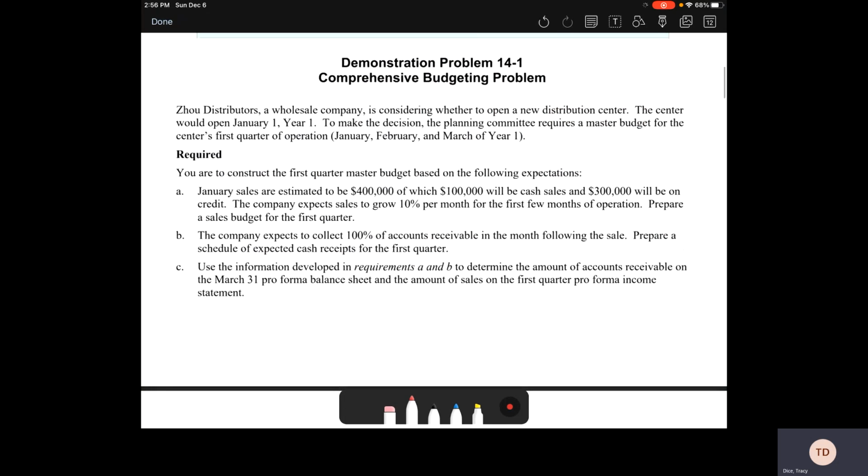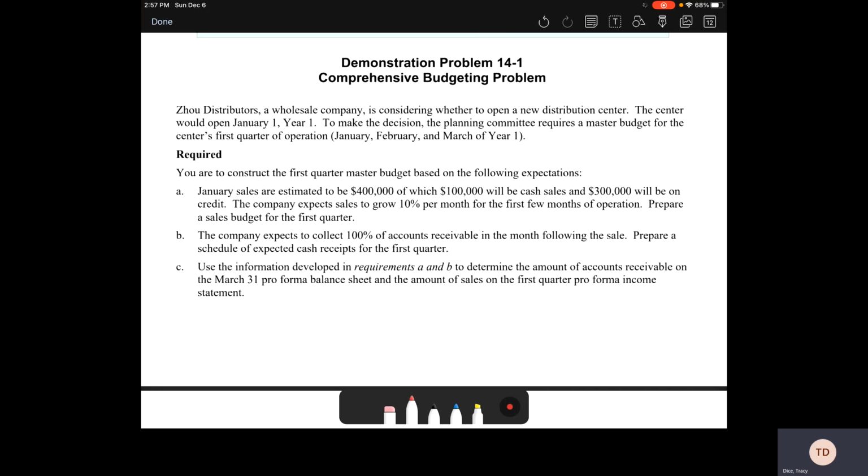So we have Zhao Distributors, a wholesale company that is considering whether to open a new distribution center. The center would open January 1, year one. And to make the decision, the planning committee requires a master budget for the center's first quarter of operations, so January, February, and March of that year. So we're going to start with part A. Our January sales are estimated to be 400,000, of which 100,000 will be cash and 300,000 will be credit. The company expects sales to grow 10% per month for the first few months of operation.